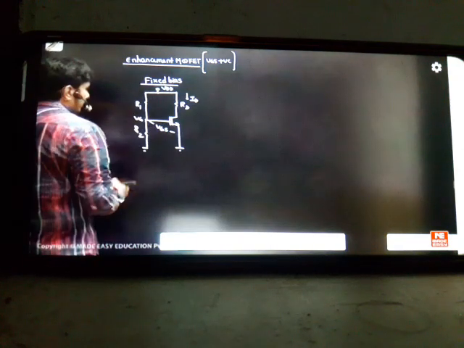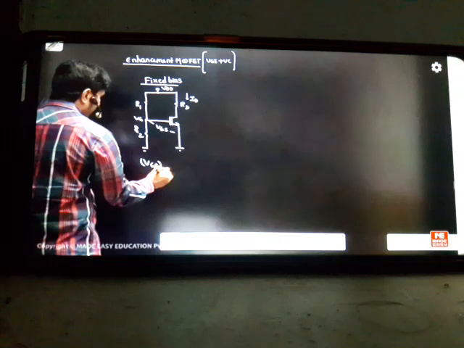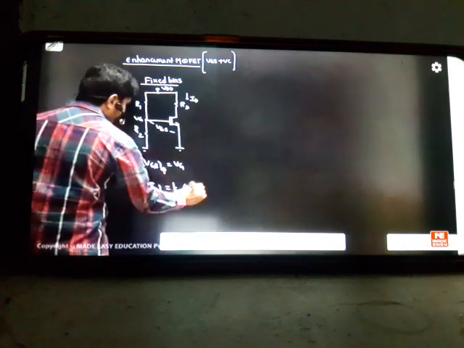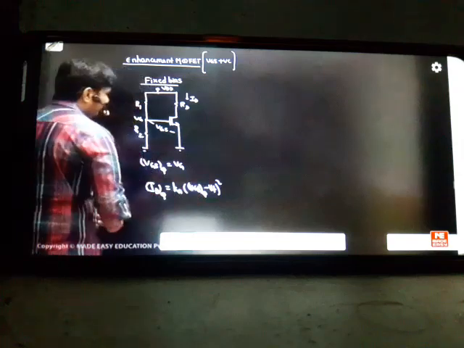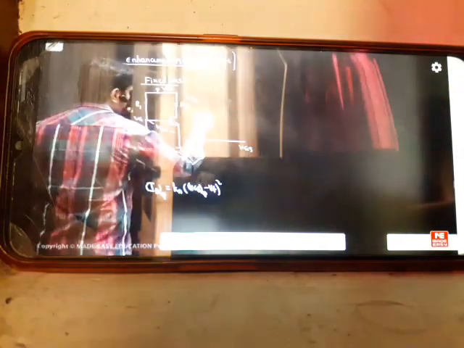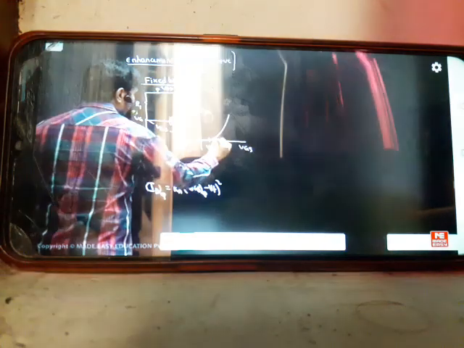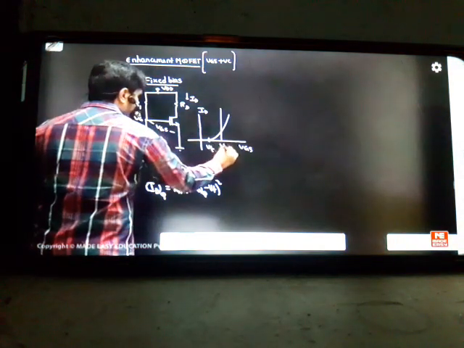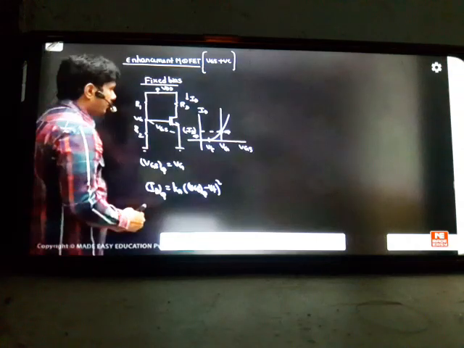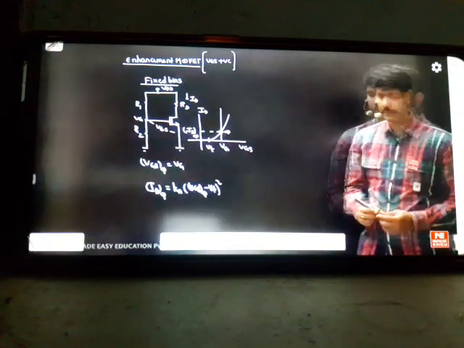Only thing is the gate and gate to source will become the same here. Your VGSQ will become directly equal to VG. And if you want IDQ, we can solve directly by Kn into (VGSQ minus VT) whole square. If you want the graph, this is VGS, this is ID, this is the threshold voltage, this is your fixed voltage VG. You get the operating point like this. This is the first design, how I am finding IDQ with the help of the fixed bias circuit.